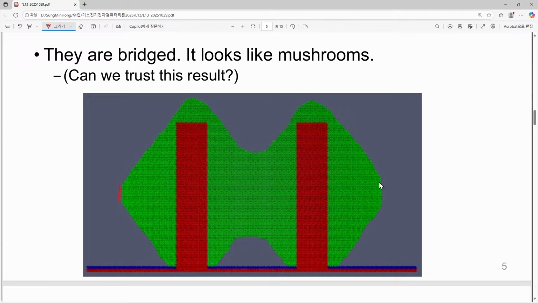Also, the problem is, can we just control whether they are merged or not merged? The shape, if we cannot control the shape, then it will introduce fluctuation or variation of source and drain resistances. So usually we don't like it.